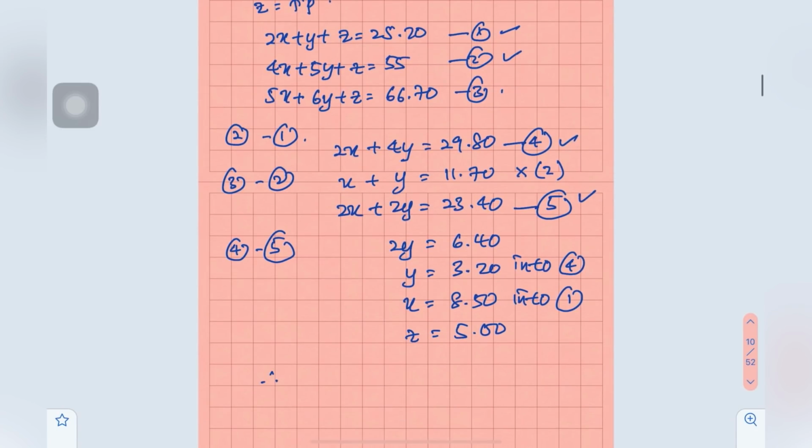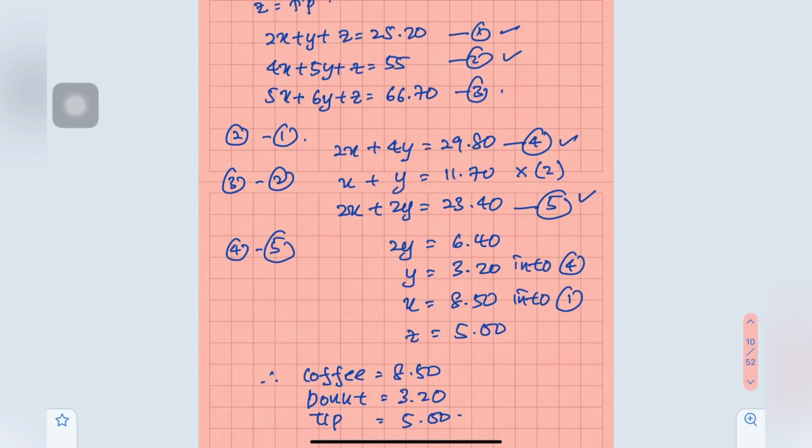So therefore coffee RM8.50. Okay, so donut. Meja donut bahasa Melayu pula. Okay, tak salah. So RM3.20. And tip RM5. Okay. So soalan yang seterusnya.